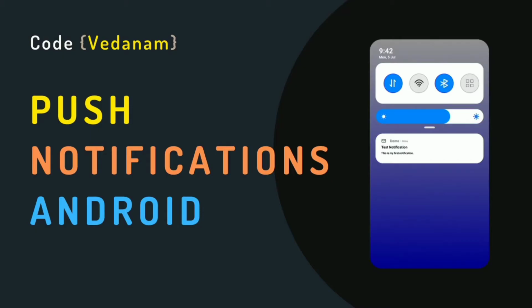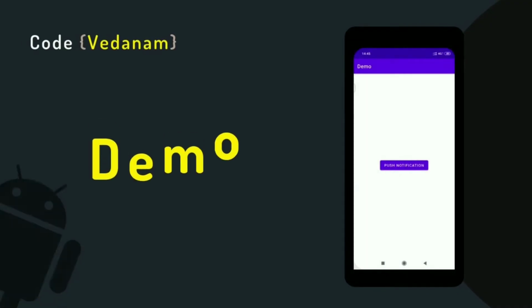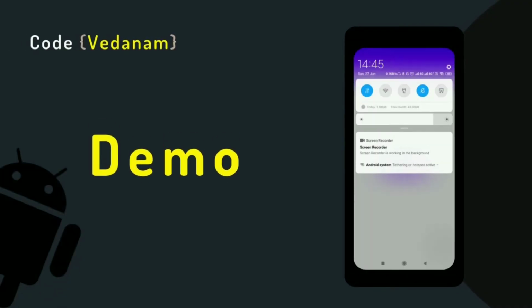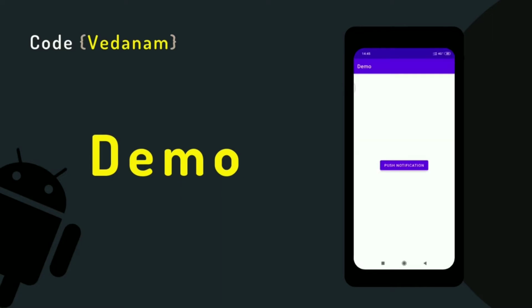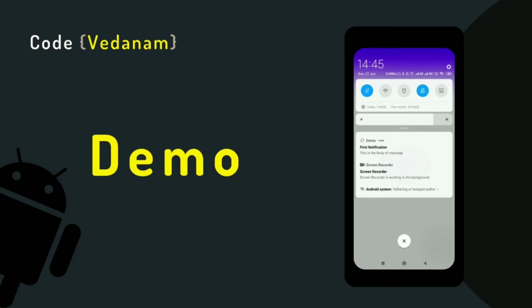Today we will learn how to push notifications in Android. So let's start with demo. You can see there is no notification from our app till now. Now just click on this push button and you see there is a notification from our app.